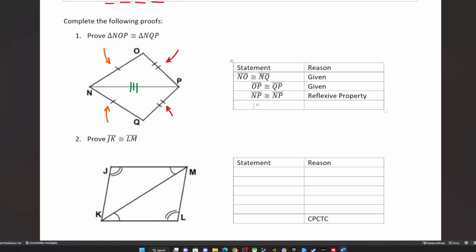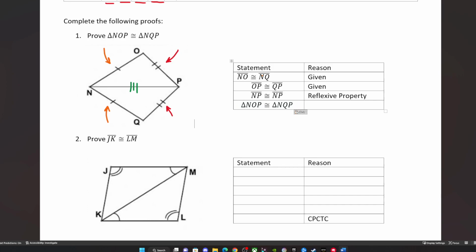All right, so we have everything we need to prove these two triangles are the same. As you can notice, all three sides of both triangles are the same. So the statement is that these two triangles are congruent: triangle NOP is congruent to triangle NQP. That is what I wanted to prove, and we have shown that it is true.